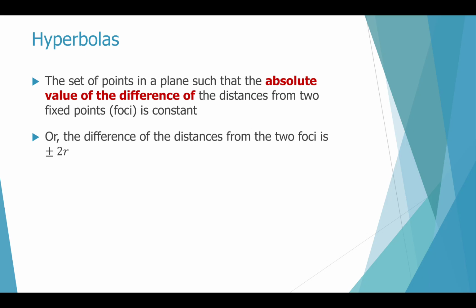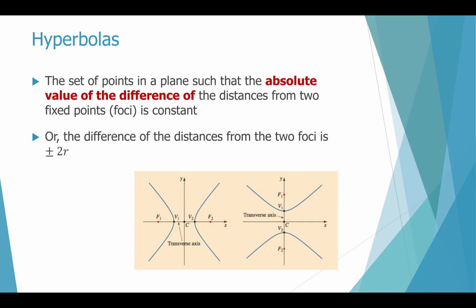So the hyperbola is the set of points in a plane such that the absolute value of the difference of the distances from two fixed points, the foci, is constant, or the difference of the distances from the two foci is plus or minus 2r. Hyperbolas work kind of the opposite of ellipses. A lot of people think of them as kind of the opposite of circles, but they're more the opposite of ellipses. So we have two foci, here and here, and our vertex is now inside, and these open kind of reverse. Instead of opening and circling this way, with the vertices being out here, this opens and it creates this never-ending arc, if you will.